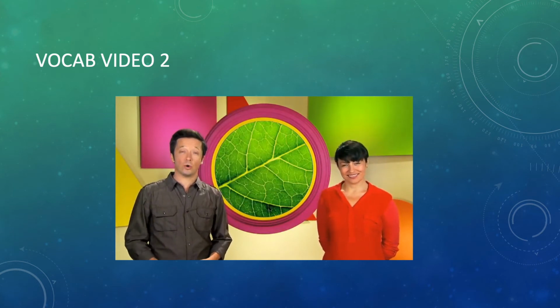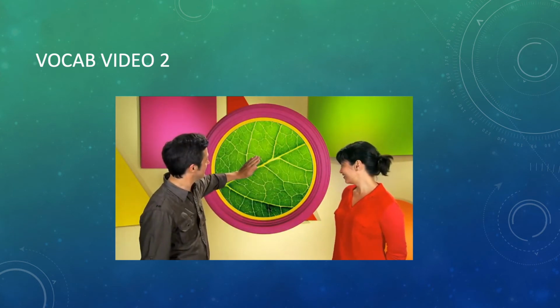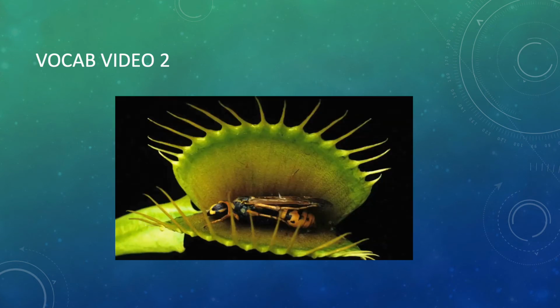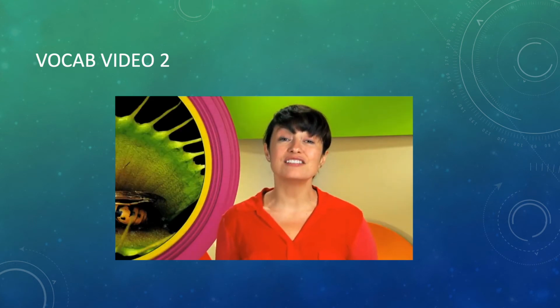Let's learn more words about how plants adapt in order to survive. Strategy. A strategy is a type of plan. We may not think plants have strategies, but they do. Plants develop their strategies over very long periods of time. This type of plant, called a Venus flytrap, has got a really interesting strategy for getting food.